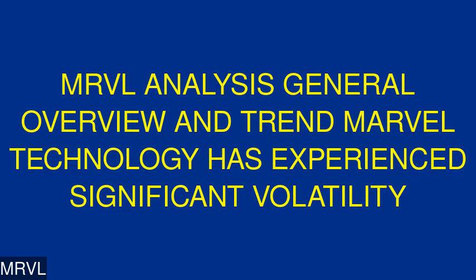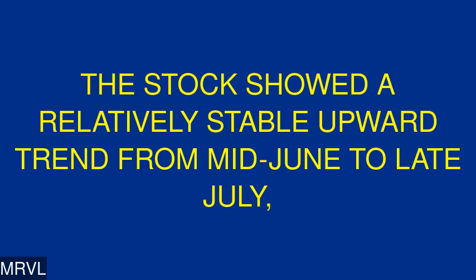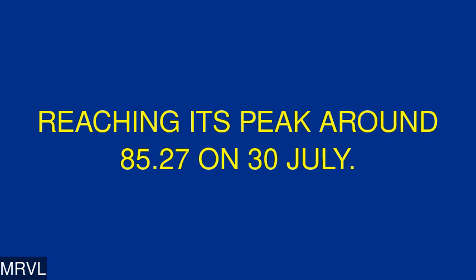MRVL Analysis: General Overview and Trend. MRVL technology has experienced significant volatility over the past 3 months, with prices ranging from a low of 62.62 to a high of 85.27. The stock showed a relatively stable upward trend from mid-June to late July, reaching its peak around 85.27 on the 30th of July.